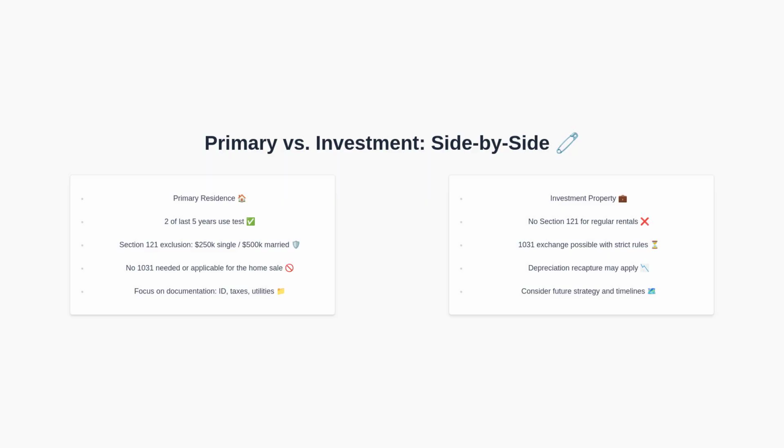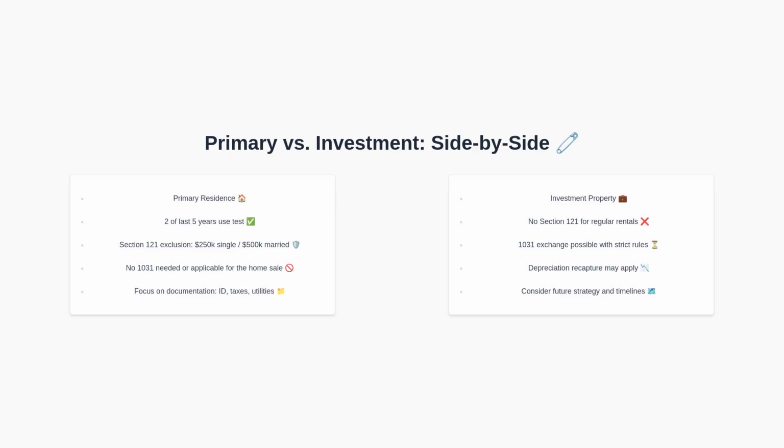Meanwhile, here's a quick comparison. On the primary residence side, the 2- and 5-year test and Section 121 exclusion are central. A 1031 exchange does not apply to selling your home. Emphasis is on proving primary use with documentation. On the investment side, there's no Section 121 exclusion for typical rentals.